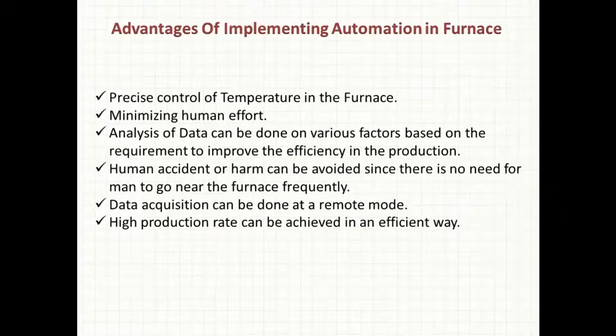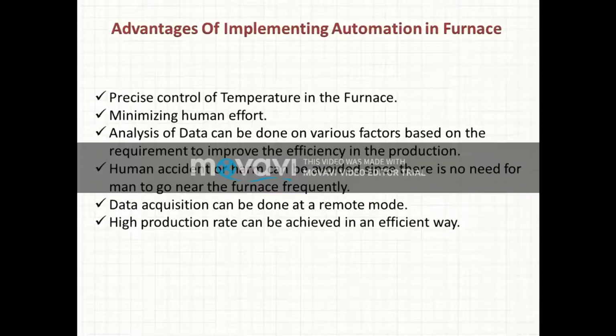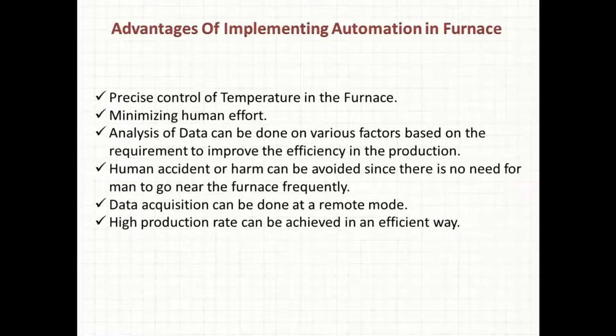So what are all the advantages of implementing automation in furnaces? So precise control of temperature in the furnace. Even 0.1 degree can be controlled by implementing automation. So then comes minimizing human effort. You cannot afford to deploy an operator for hours together. So this can be totally replaced by implementing PLC.